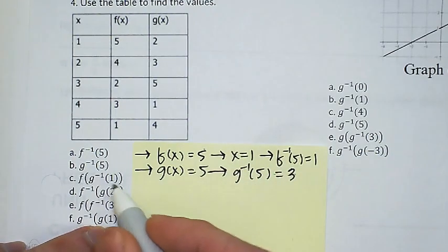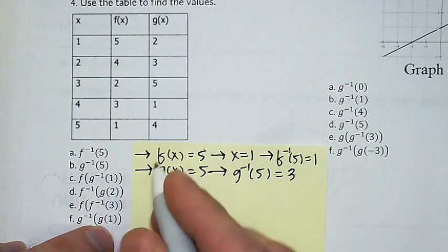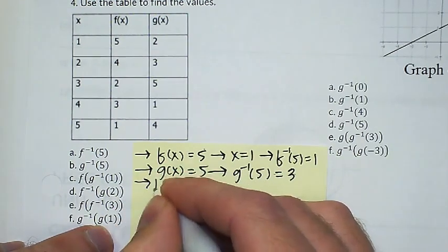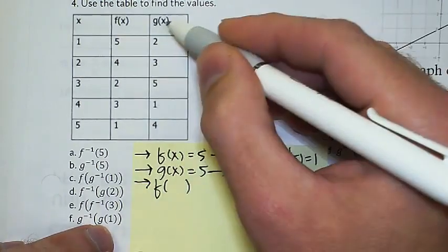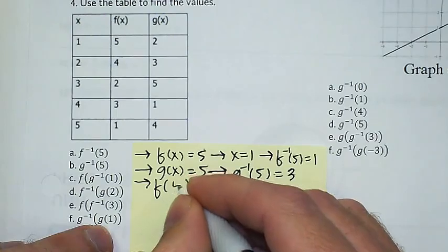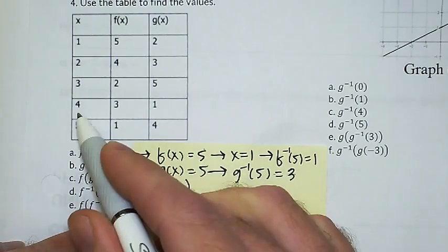Okay. F of g inverse of 1. I'm going to go a little bit faster on this third one. So what is g inverse of 1? Okay, g of x equals 1 at x equals 4. So this is going to be f of 4. F of 4 is 3.